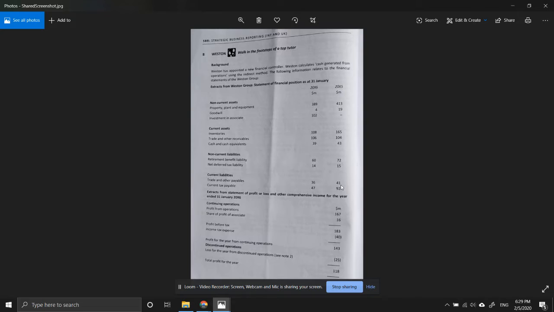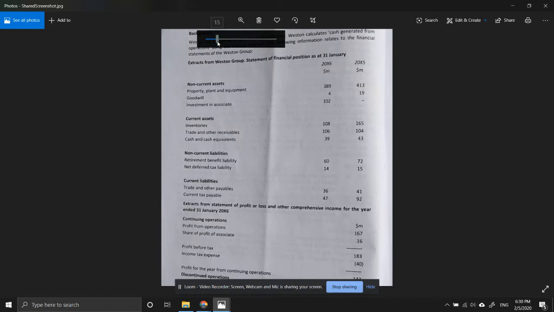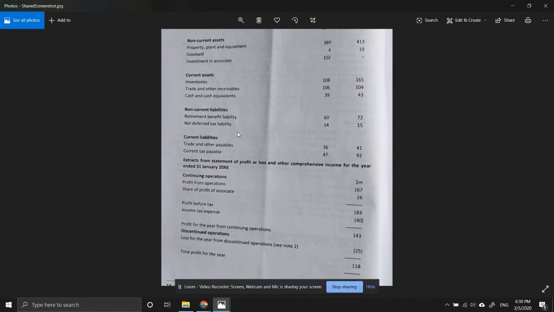Trade and other payables 41 to 36. So any adjustment for addition and disposal, and that's pretty much it. Current tax payable will be calculated alongside this liability. The interesting thing this question has is profit as well. Continuing operations: profit from operations 167, share of profit 16, PBT 183, income tax 40.